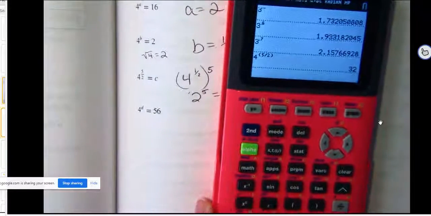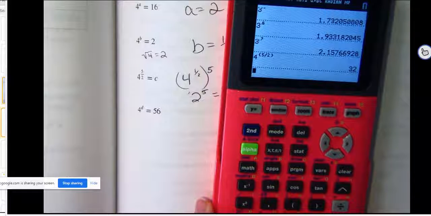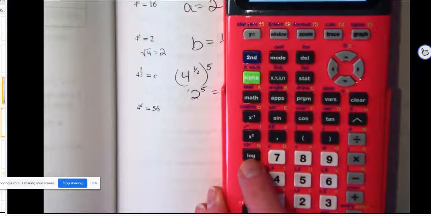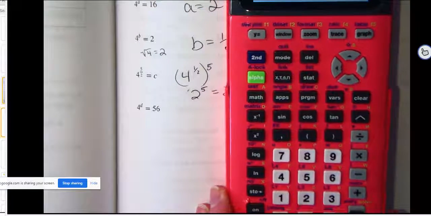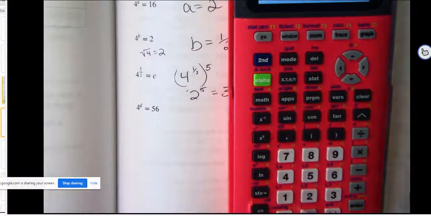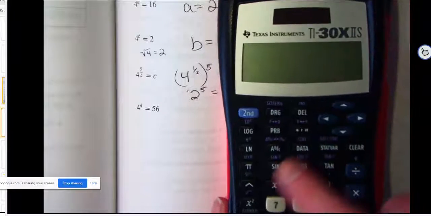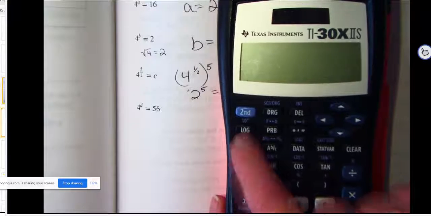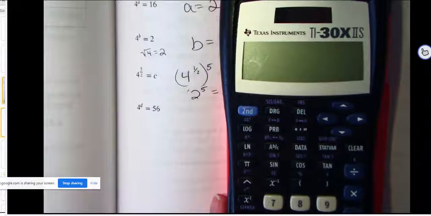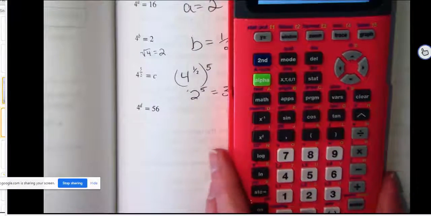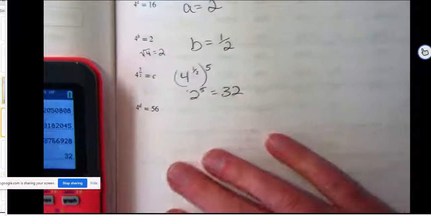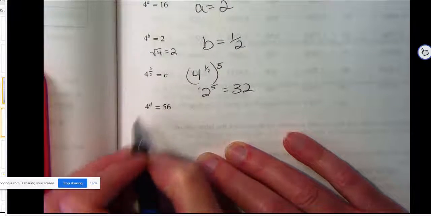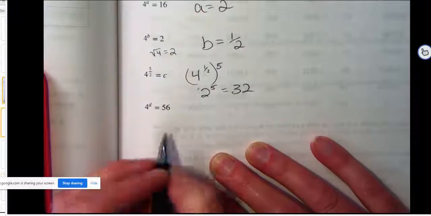On your calculator, there is a function that is called log. You see that here? It's next to the number 7. On our TI 30s, it's up here at the top. We are going to use that log. It's short for logarithm. And it is a way to isolate your exponent by itself and type it into the calculator.